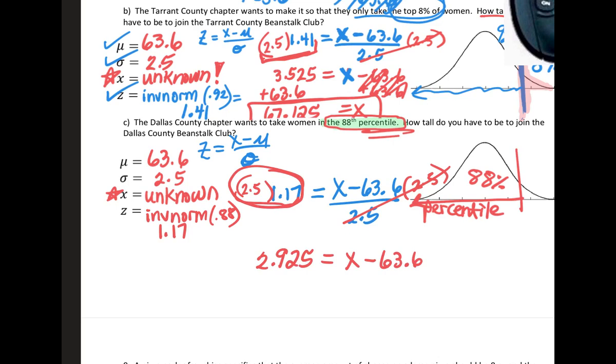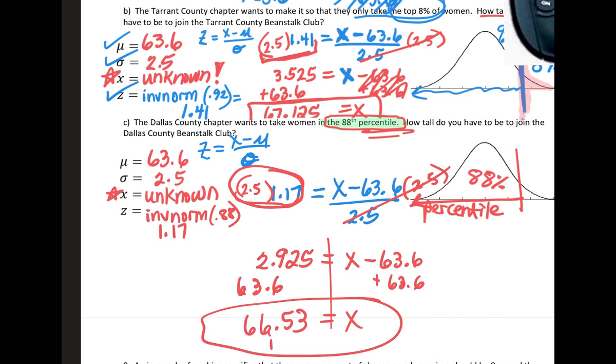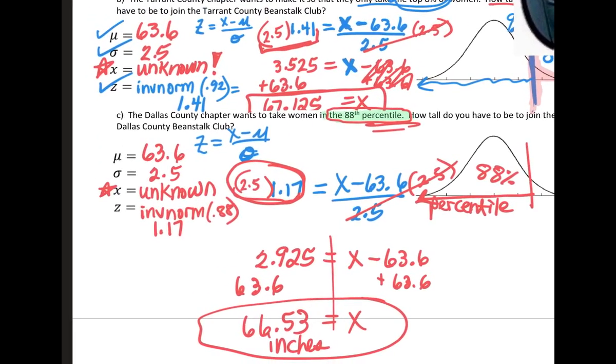63.6. And what's the final thing? Add this 63.6 over. And then there we go. And I'm going to add those together. Oh, you're even less restricted. They're going to be nicer and accept even shorter people into the Beanstalk Club in Dallas County. So that's interesting. Kind of makes me think backwards. I would think they would be a little bit more stingy with who they let in. Okay, so there gives you that.